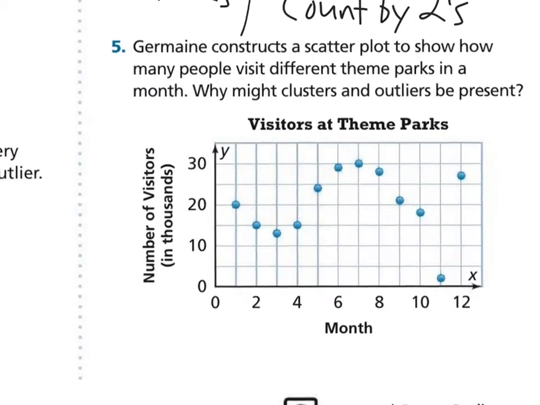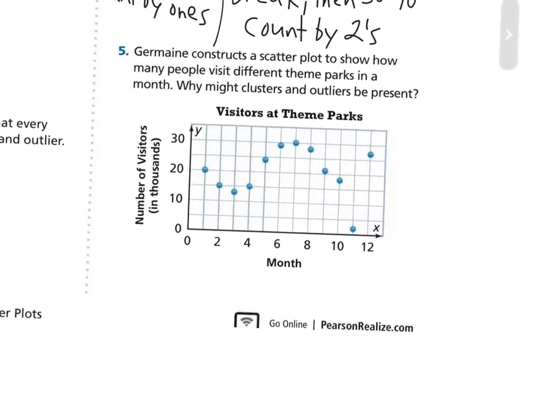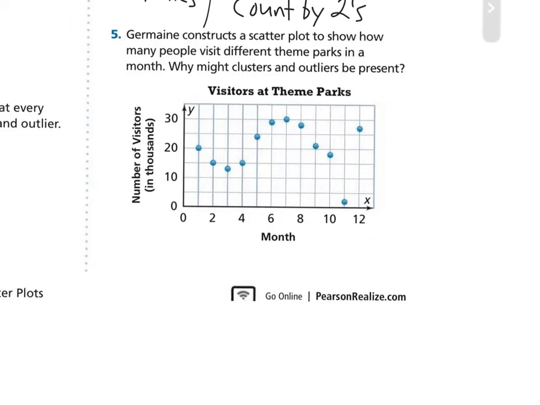Number 5, Jermaine constructs a scatter plot to show how many people visit different theme parks in a month. Why might clusters and outliers be present? First of all, notice there's not necessarily just a positive or negative relationship. It looks like a roller coaster, fittingly at the theme park. So why might there be clusters and outliers here?